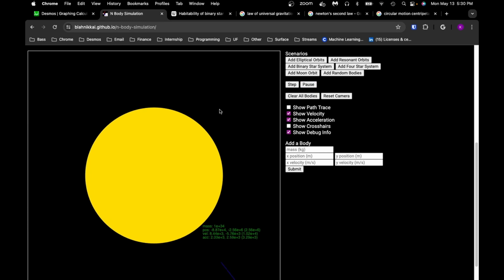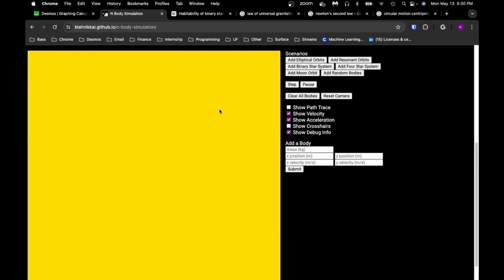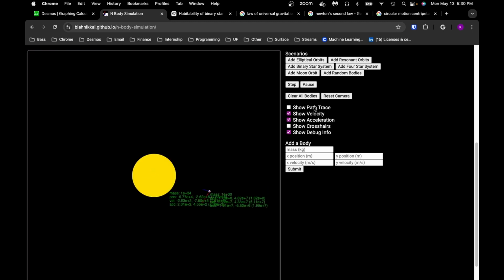But if we center on the big star and zoom all the way in, we can start to see that there are some really small acceleration and velocity vectors. And we can click that button to reset the camera. If we look at the debug info, it'll show us that the velocity and acceleration vectors are there, but they're just so small, right? This is in thousands, times 10 to the 3, so that's really, really small, because every pixel on the default zoom level is a million meters.